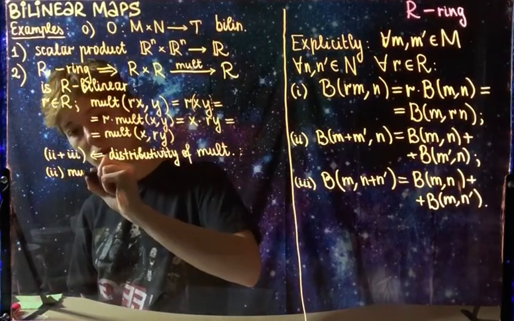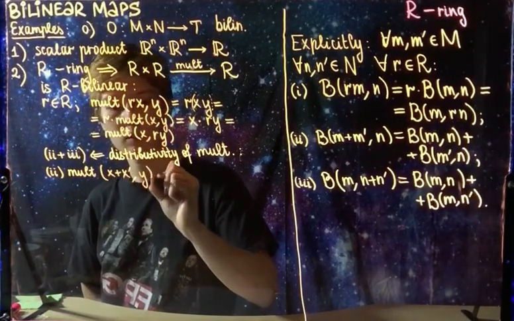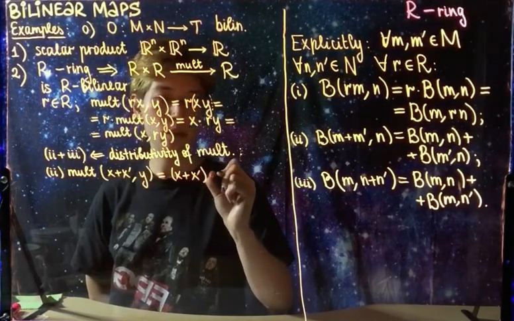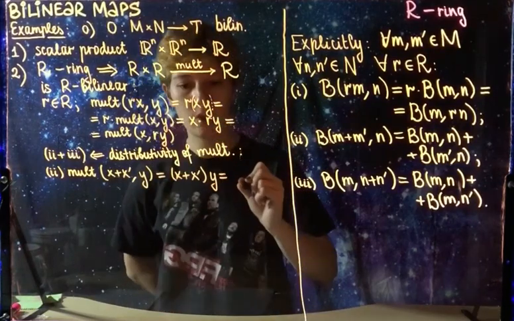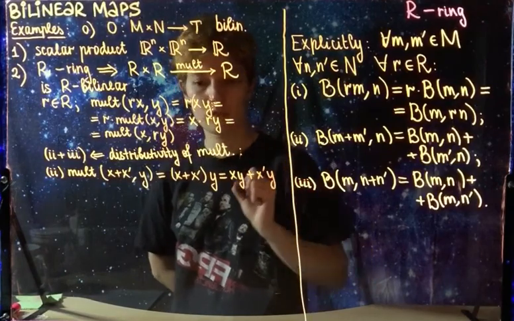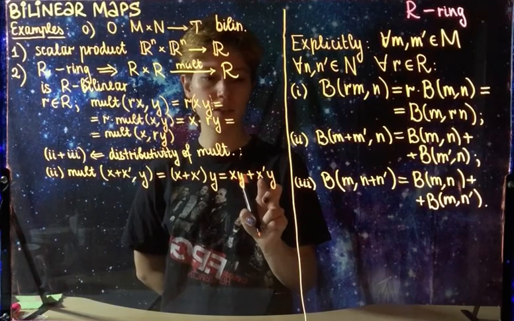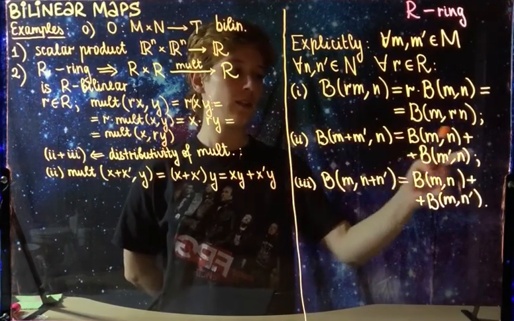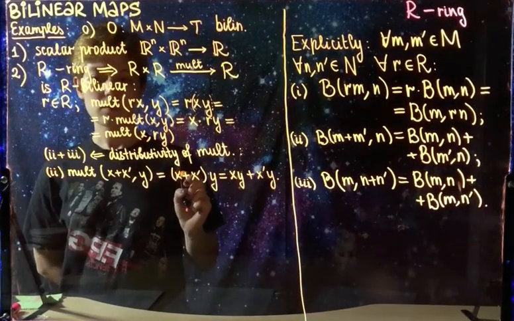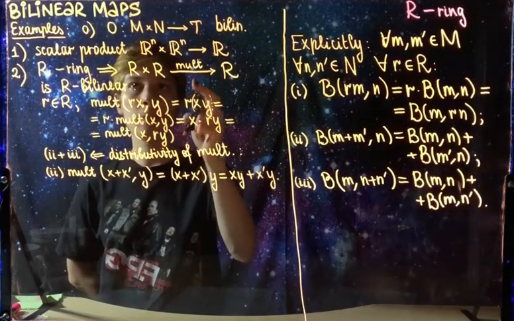So multiplying x plus x prime by y, we can write it simply as (x plus x prime) y. And by distributivity it is xy plus x prime y. So we again can write it as mult x comma y plus mult x prime comma y, and we get exactly the second axiom. And so we checked this as well. And so multiplication in the ring is bilinear.